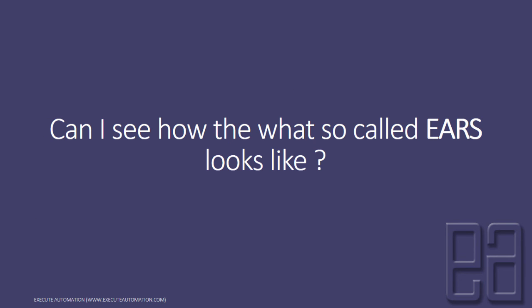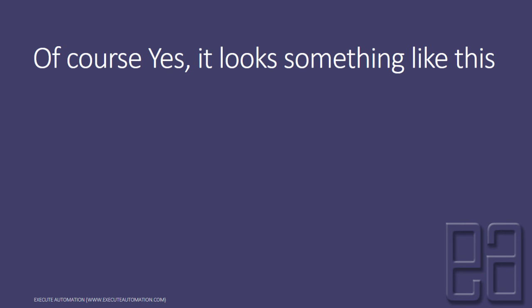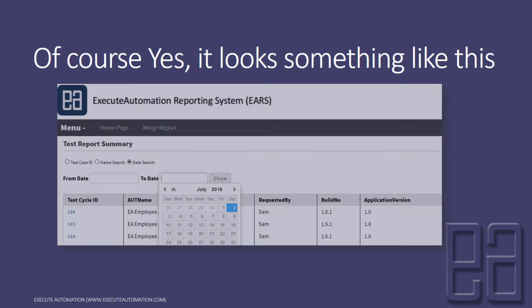Can I see how the so-called AIRS is going to look? Of course, yes. It's going to look something like this. This is our Execute Automation Reporting System. And you can see we have a menu bar with a home page and merge report. And we have a test report summary containing some filters like test case ID, name search, and date search. And we have a grid showing all the results. We'll see a quick demo of how it looks in a minute.